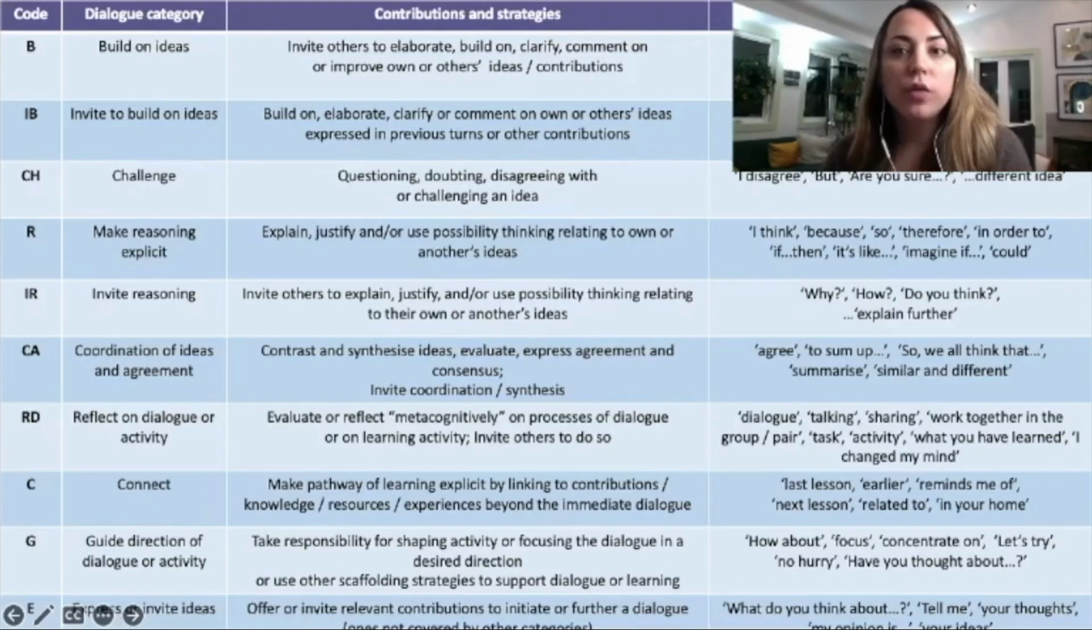So here's an overview of the coding scheme, which you'll probably have seen before. These are the different codes or categories of dialogue, and you should review these different categories to see which ones align with what you want to focus on in your inquiry. I'm going to run through the first 5 categories there before we get into the examples of how to code.